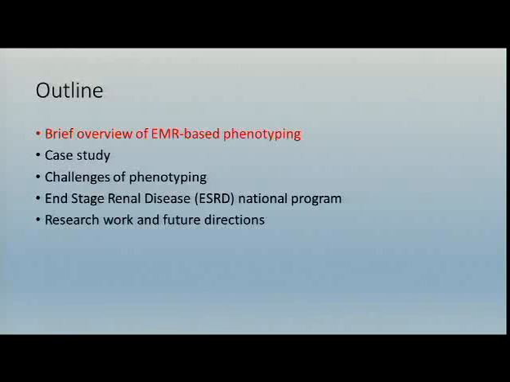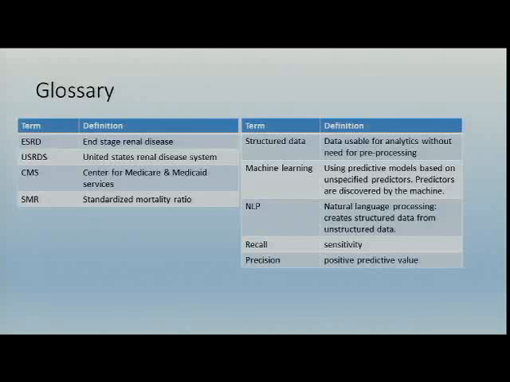So the outline is going to be the following. I'm going to briefly overview what EMR-based phenotyping is, just to make sure that we're all speaking the same language and have the same understanding, at least to a good degree. Then I'm going to go over a case study to highlight some of the clinically relevant aspects of EMR-based phenotyping. We're going to go over some challenges, and then I'm going to go over in much more detail and focus on the national End Stage Kidney Disease program, and then the research work that I did in that domain.